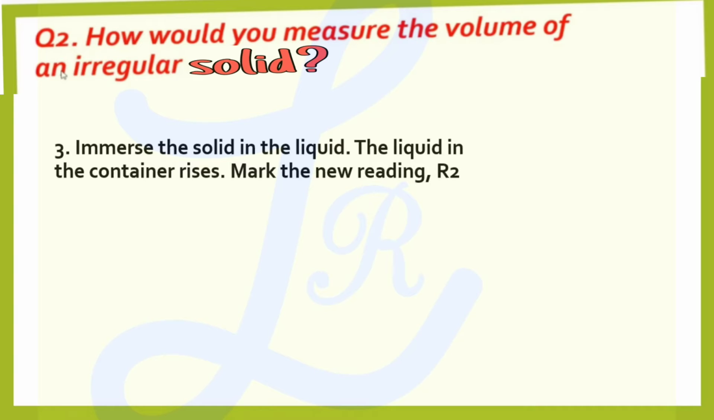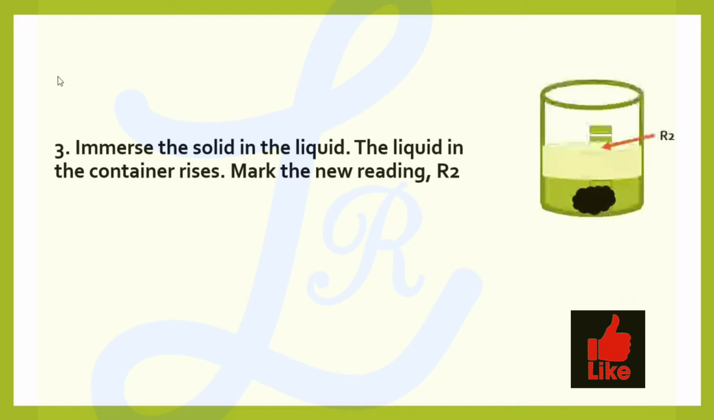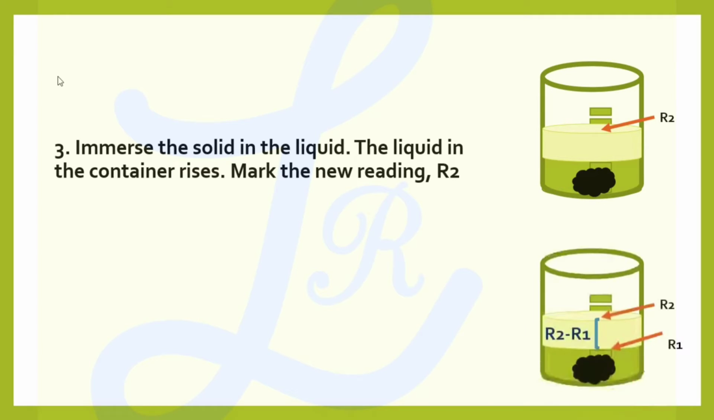The liquid in the container rises. As soon as you put the solid whose volume you want to measure, the level of the liquid is going to rise, and we are going to mark the new reading. Again, we will write the new reading in our copy. So I put the solid inside it and the liquid rises, and I have got a new reading R2. So here it is. I put the solid. My first reading was R1 and then R2.